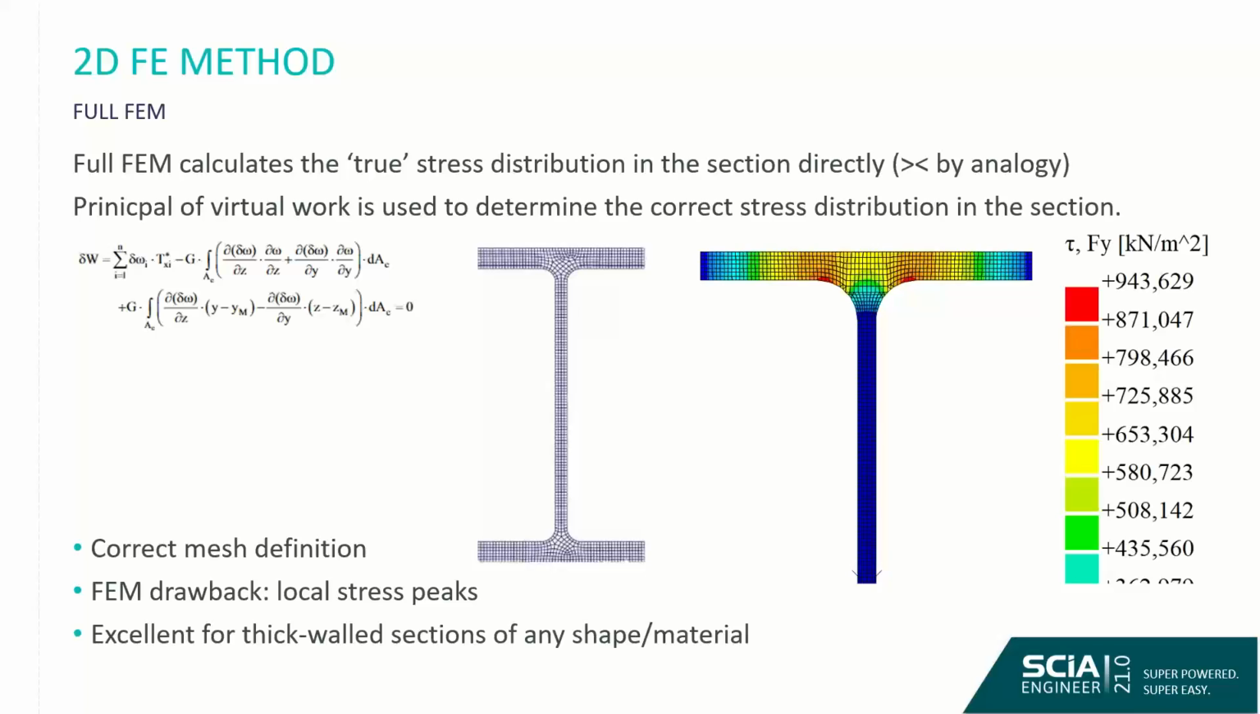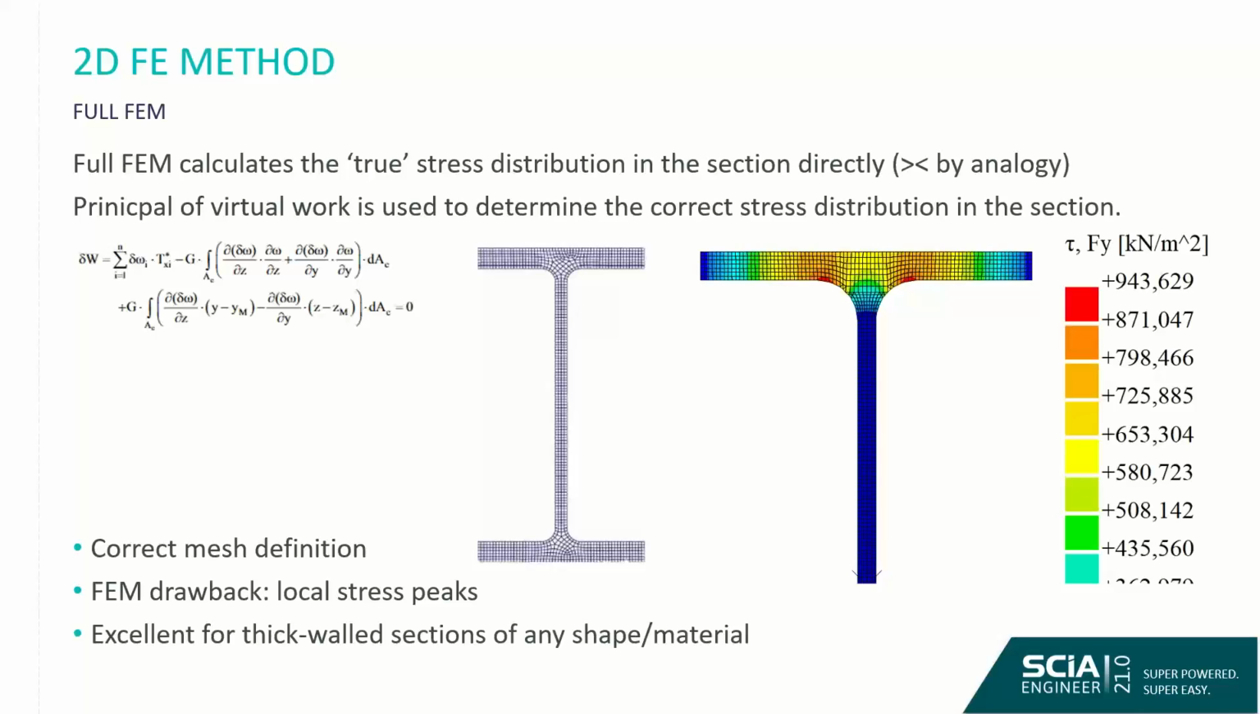The things you need to be mindful of, of course, is that you need a correct mesh definition to get correct results. A drawback of a finite element calculation is that it's susceptible to getting local stress peaks. So if you have corners in your section, very sharp corners, there's a tendency that in these corners you will locally get some very high stresses, just as you would have when you are working with plates and there is a corner inside your plate, you can also get these stress concentrations there.